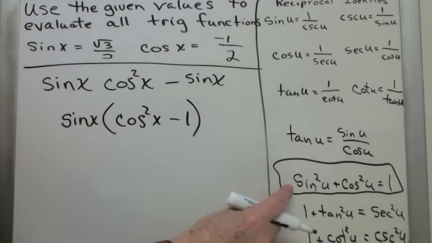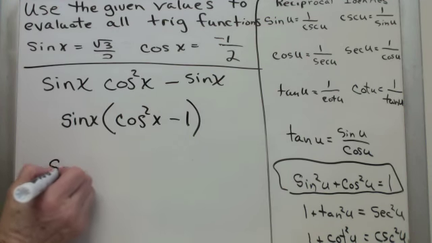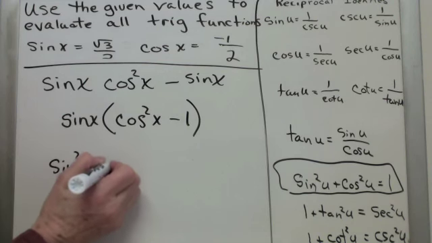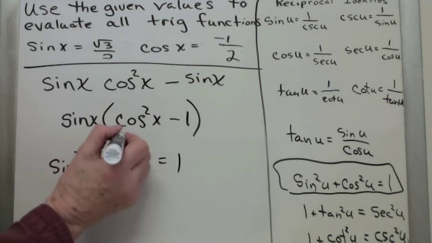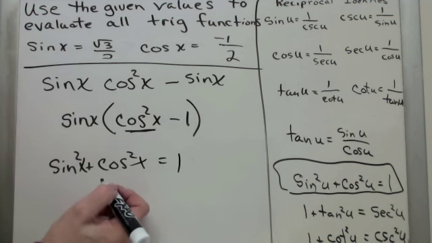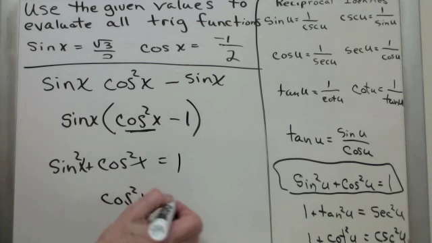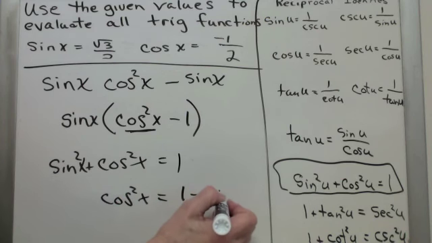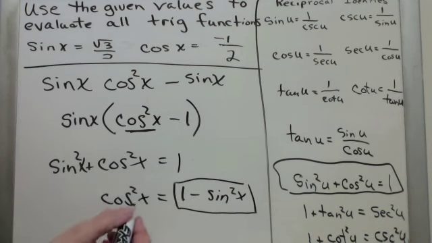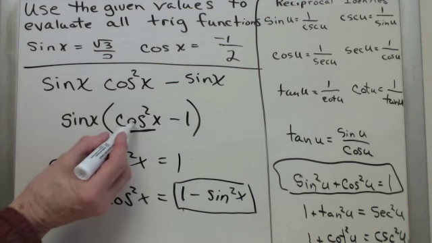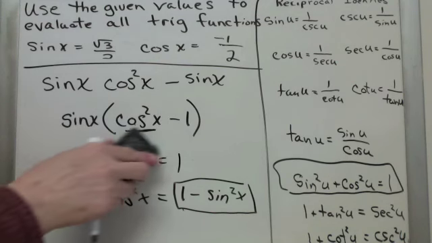I know that sine squared plus cosine squared equals 1, so I could rearrange that. Sine squared x plus cosine squared x equals 1. Let's solve that for cosine squared so I can do a replacement. So, cosine squared x equals 1 minus sine squared x. So there is a substitution. I can replace that for cosine squared x. Watch what happens when I do.